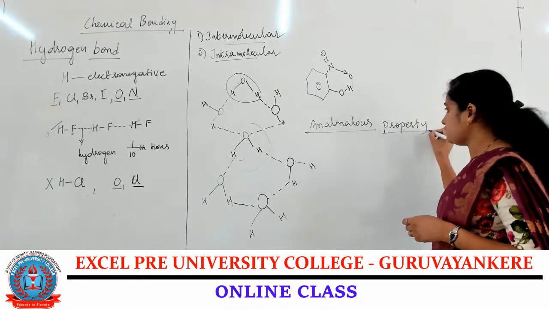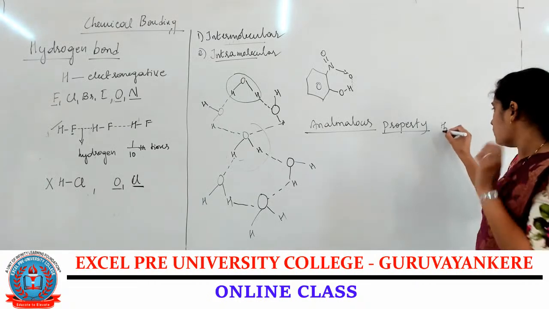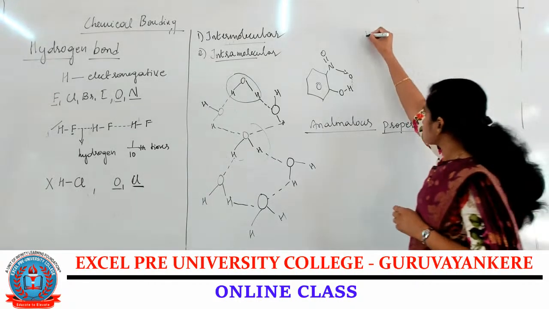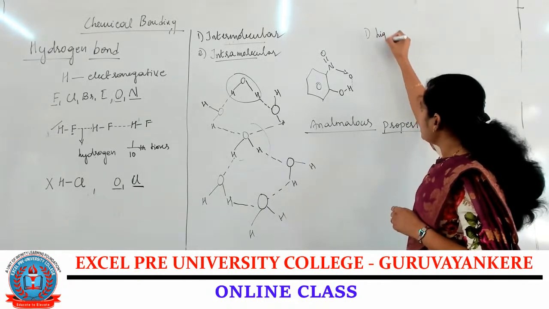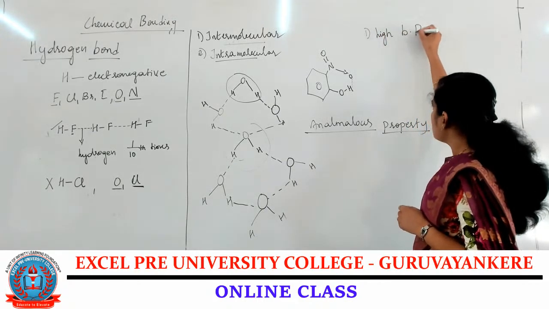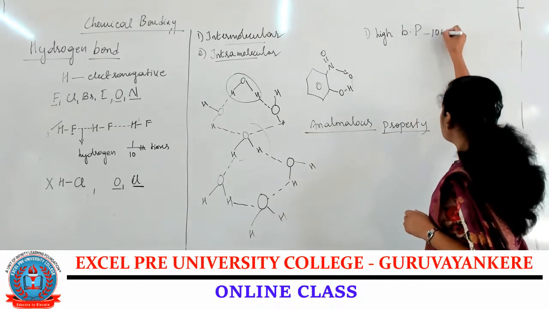Because of the formation of hydrogen bonding, we need to study the anomalous properties of water. The first property is that it shows a very high boiling point. The boiling point of water is very high, about 100 degrees centigrade.